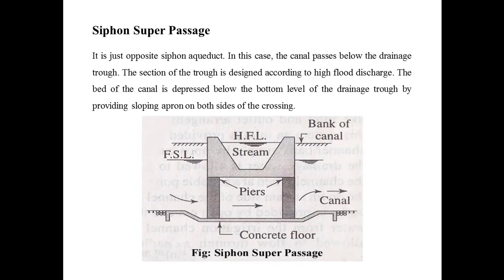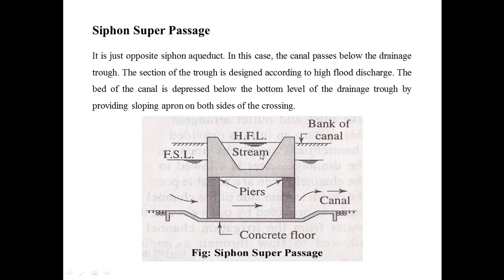The next type is the siphon super passage. It is also just opposite to the siphon aqueduct. In this case, the canal passes below the drainage trough. As you can see in the figure, the canal is passing below the drainage. The drainage or the stream is flowing above the canal.